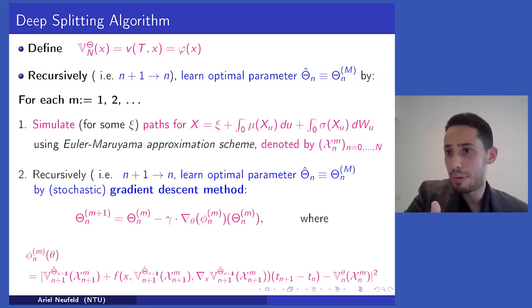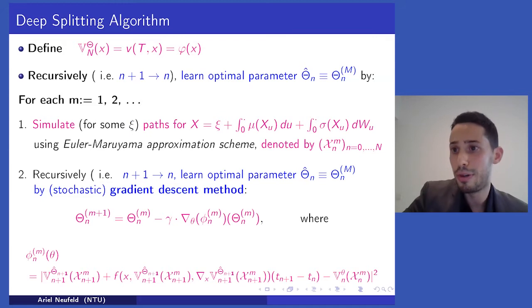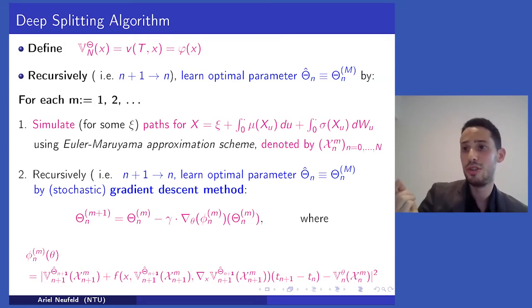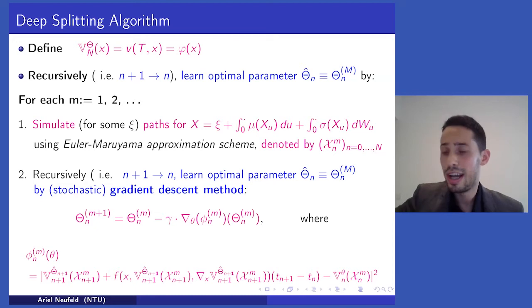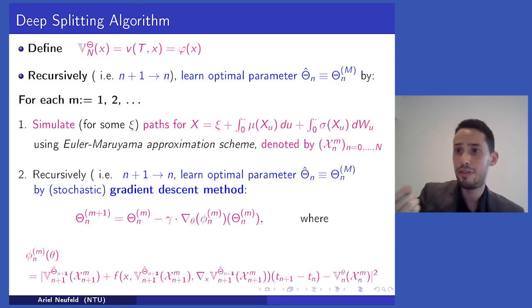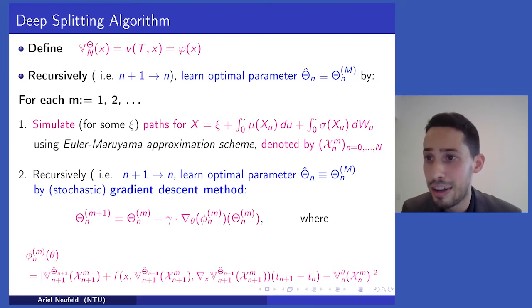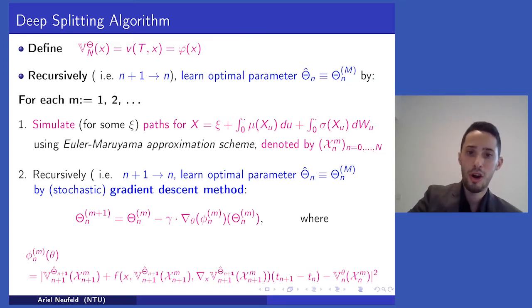You use again an approximated PDE with the new corresponding boundary condition V(tn), which is just your trained neural network at time tn. You get a new neural network for time tn minus 1. You do this backwards till you reach time 0. And once you have reached that, you find the neural network. You have the value of the PDE under consideration at time 0, which is exactly the price of your financial derivative at time 0. Okay.